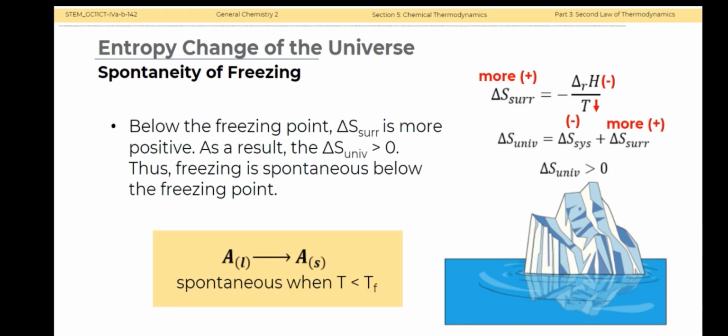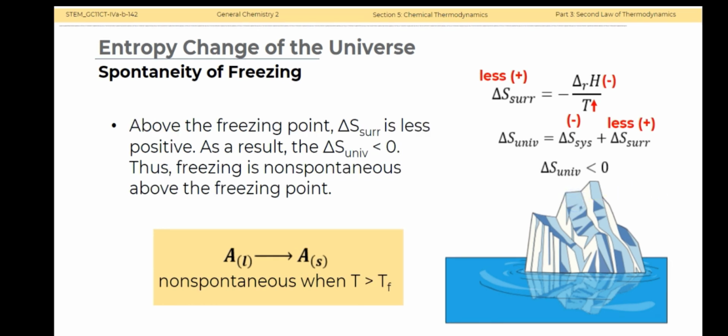Below the freezing point, entropy change of the surroundings is more positive. As a result, the entropy change of the universe is greater than 0. Thus, freezing is spontaneous below the freezing point. Above the freezing point, entropy change of the surroundings is less positive. As a result, the entropy change of the universe is less than 0. Thus, freezing is non-spontaneous above the freezing point.